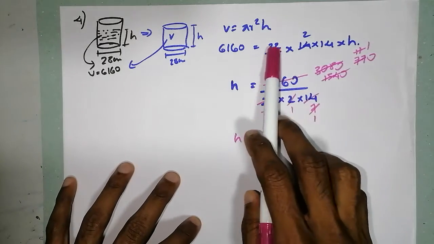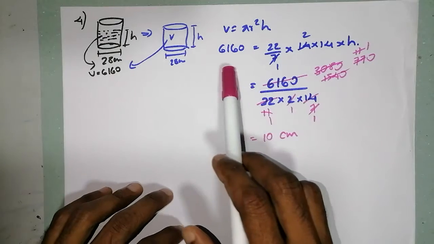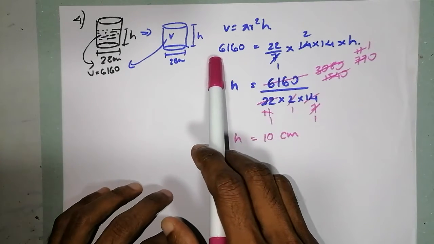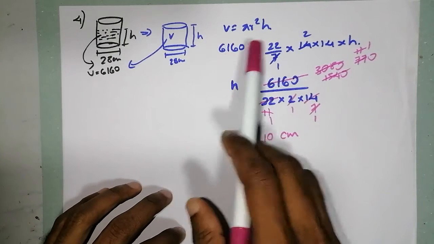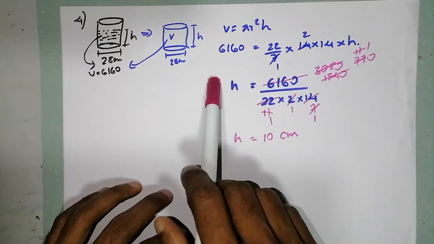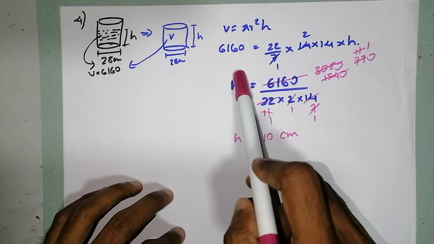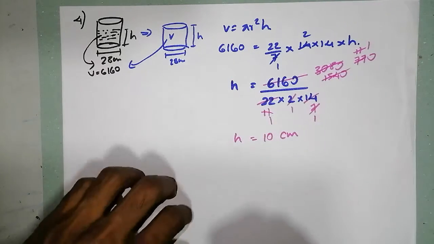Earlier I said, don't multiply and get another big number, so you can't think how you are going to divide 6160 by the multiplied number. Keep it as it is, substitute the values correctly, and you can do the simplification.